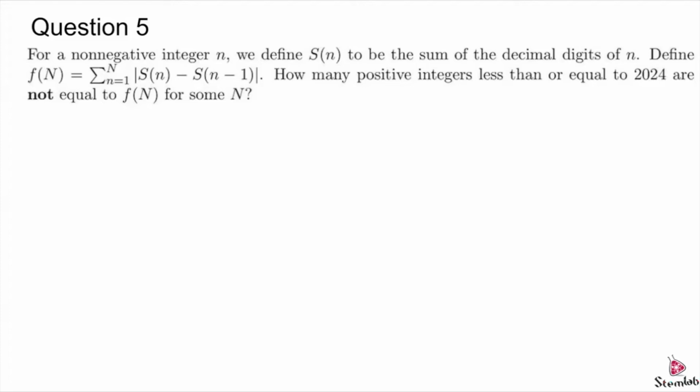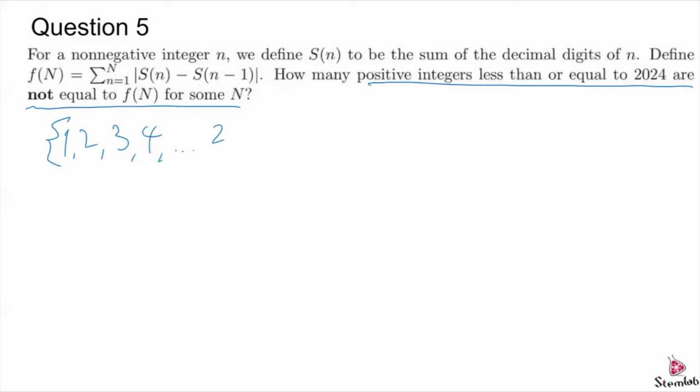Okay, the wording needs some time to sort of parse through. But what the last statement means, this statement where, how many positive integers less than or equal to 2024 are not equal to f of n for some n, means that for the set of, let's say, integers 1, 2, 3, 4, all the way to 2024, how many of those will not be equal to some f of n?